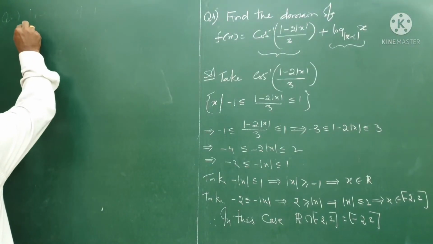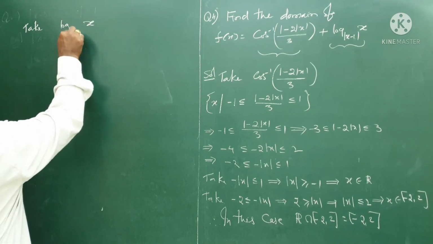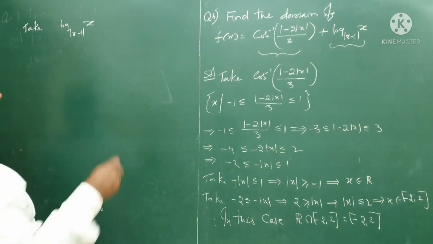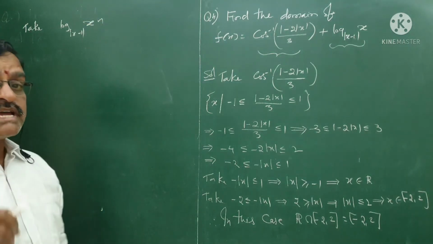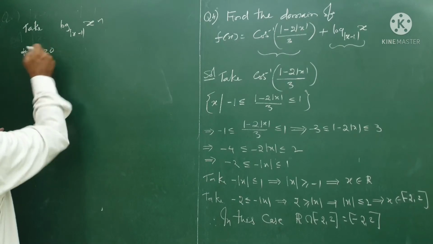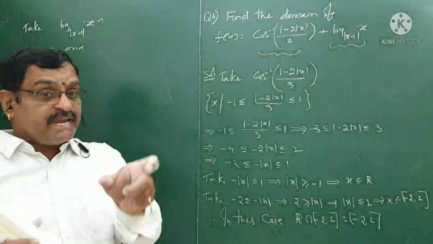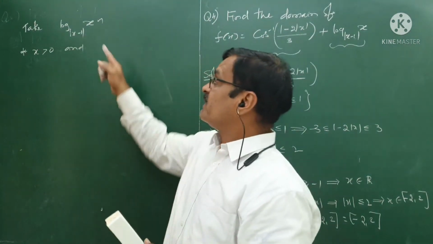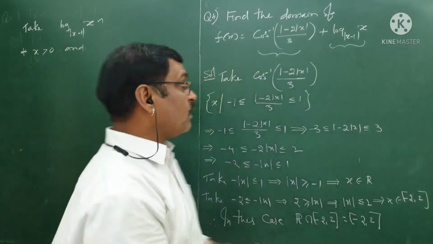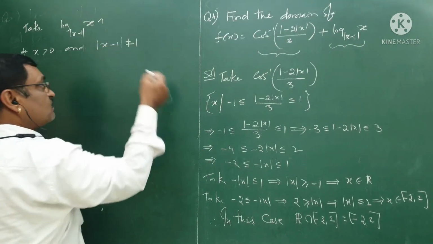Take log x base mod of x minus 1. It's a log function. So what is the domain of a log function? x must always be more than 0. First we have x is more than 0. And what about mod of x minus 1? The base must be positive. Of course, because of the mod, it's always positive, but it can never be equal to 1. Therefore, mod of x minus 1 is not equal to 1.